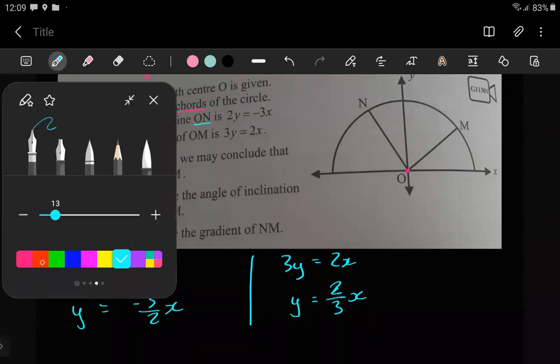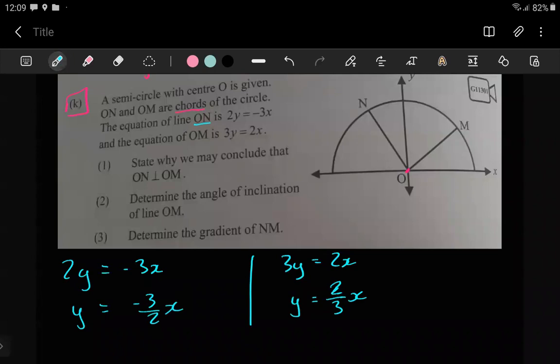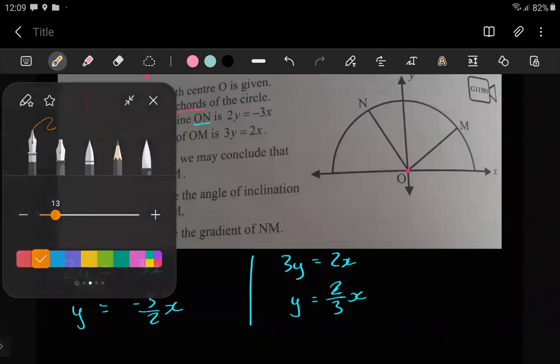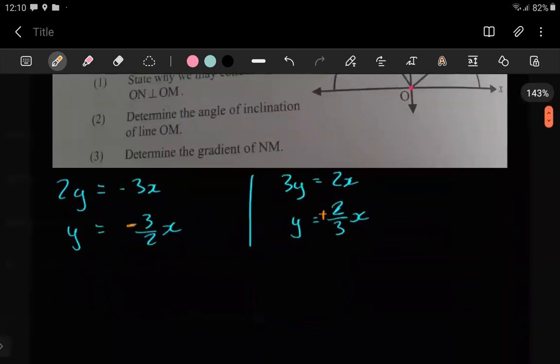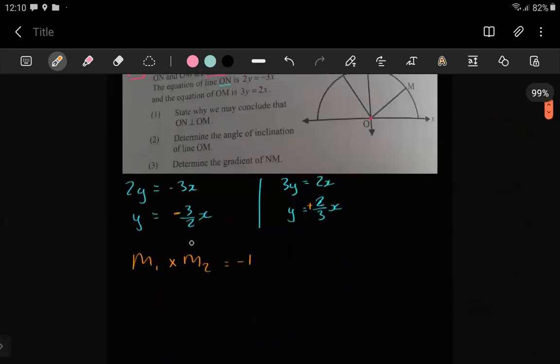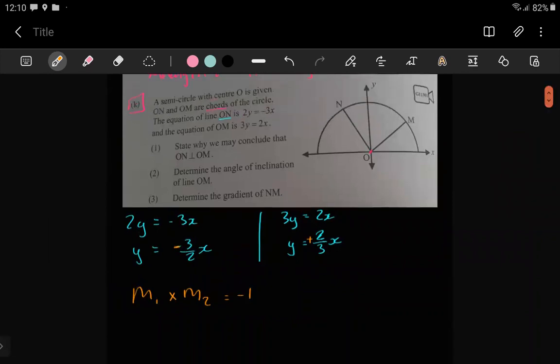Now, if you look at these two, it's not a coincidence that the two gradients are just the numbers swapped around, and this has a negative whereas this has a positive. The gradient of one line times the gradient of the other line is always going to equal -1. If you have one gradient as a fraction, to get the gradient of the line it is perpendicular to, you just flip the fraction and change the sign. I think most people are familiar with that.